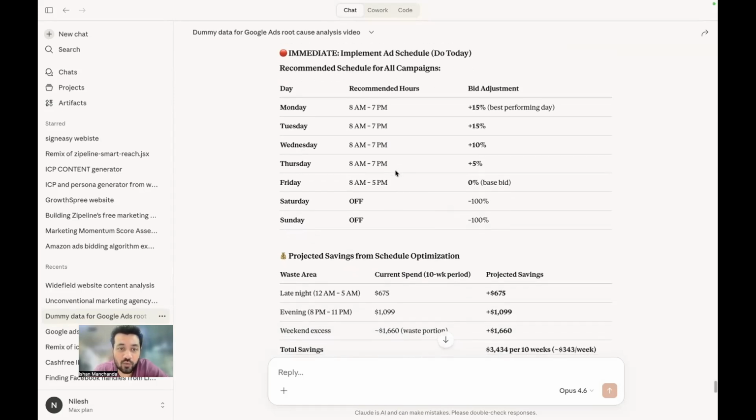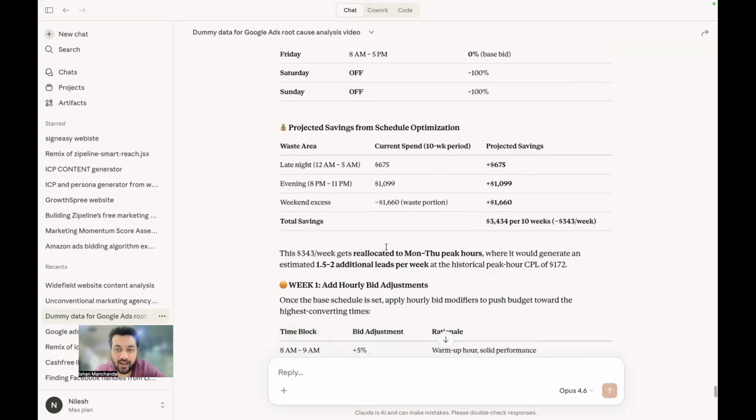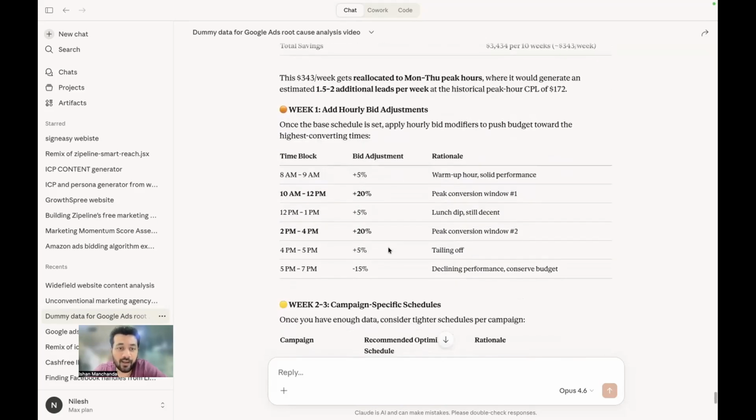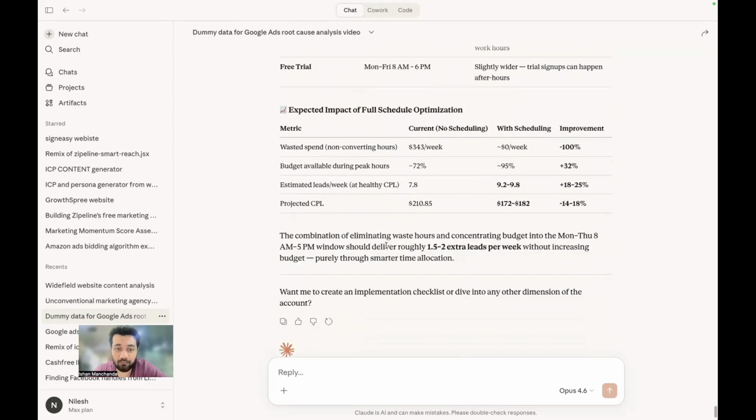Do today, Monday to Sunday, Saturday, Sunday, you completely pause. You do some kind of bid adjustments on Monday and Tuesday, you increase by 15%, Wednesday by 10%, Thursday 5%. So it's gradually taking it from 15 to 0, and Saturday, Sunday completely off. It's estimating that we will be saving about $3,400 in 10 weeks, which is good. And then, yeah, week on week, exactly what we need to do. And yeah, pretty solid, right?